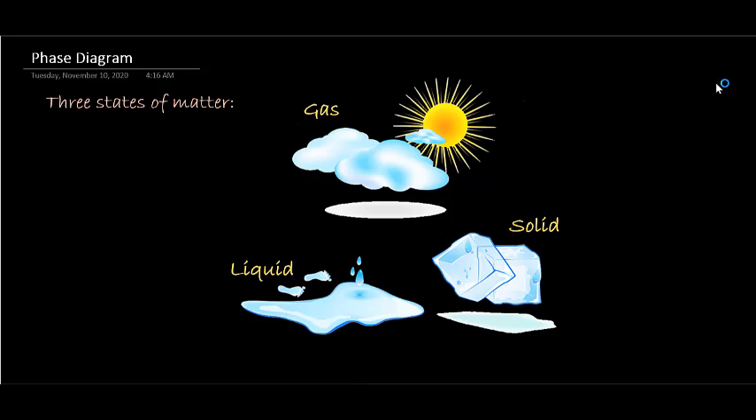Hello everyone. In this video, you will learn how to interpret the phase diagram for a simple substance such as carbon dioxide and water. There are three states of matter: solid, liquid, and gas. You can recognize the presence of the different phases because there is an obvious boundary between them.